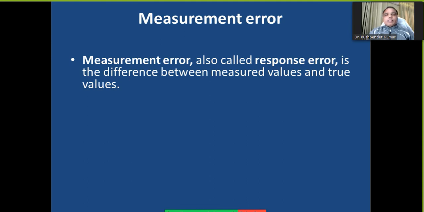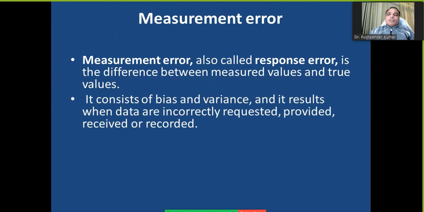So here you need to give a response in such a way the question has been asked, but before that you need to understand whether your questionnaire or questions are actually measuring the right term, or measuring the true value. So it consists of bias, sometimes, and variance. So if you're not capturing the right term with your questions, then what will happen? It would be a kind of bias. It would create a variance, and it results when data are incorrectly requested, provided, received, or recorded.